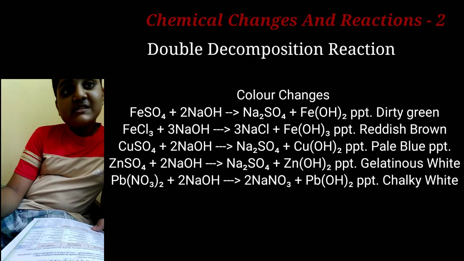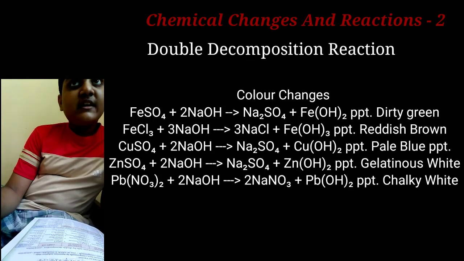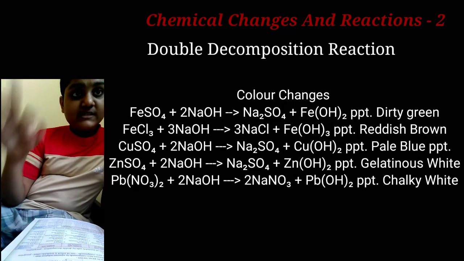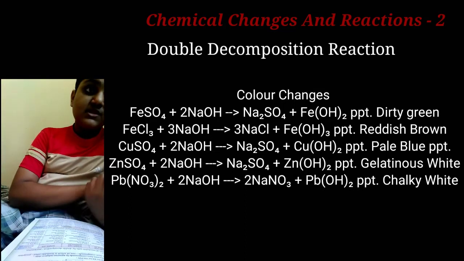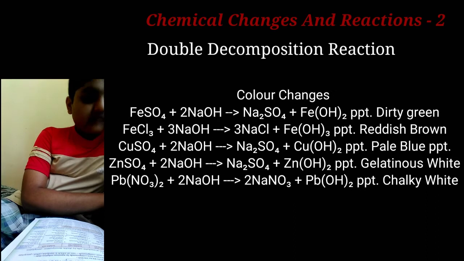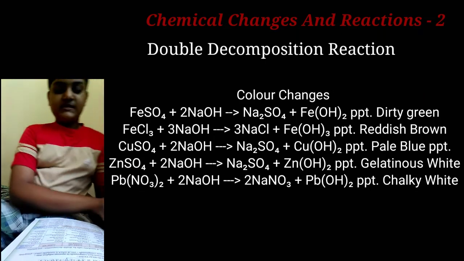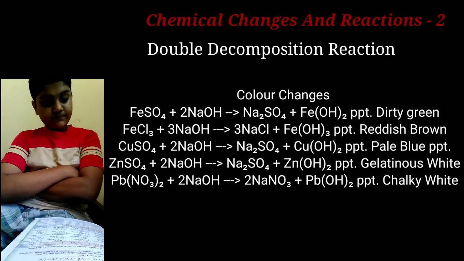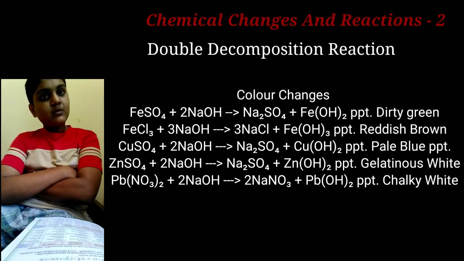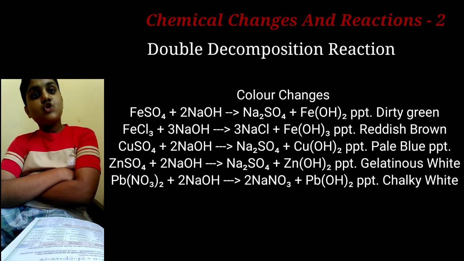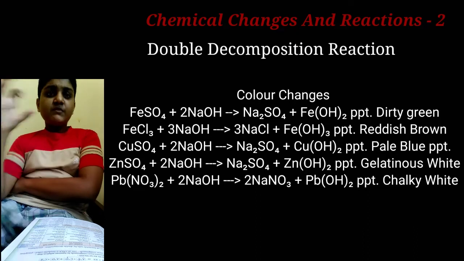Now we have copper sulfate, CuSO4 plus NaOH. It gives what? Na2SO4 plus Cu(OH)2. Cu(OH)2 is the precipitate. Pale blue precipitate. After that we have zinc. ZnSO4 plus NaOH, you will get Na2SO4 plus Zn(OH)2. Gelatinous white precipitate. After that we have lead, Pb(NO3)2 plus NaOH. We will get NaNO3 plus Pb(OH)2. Chalky white precipitate.